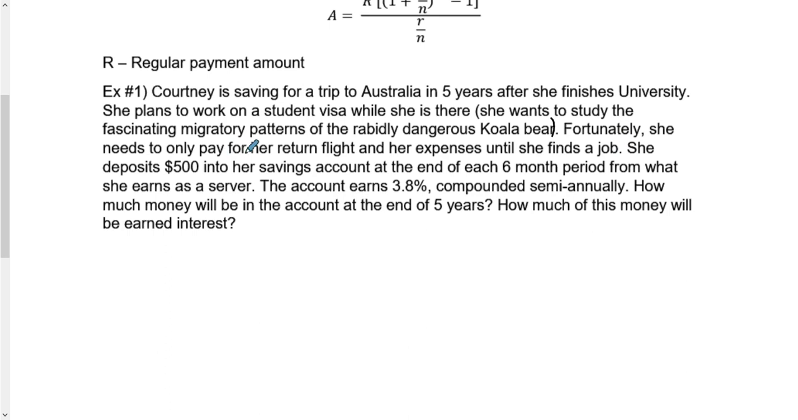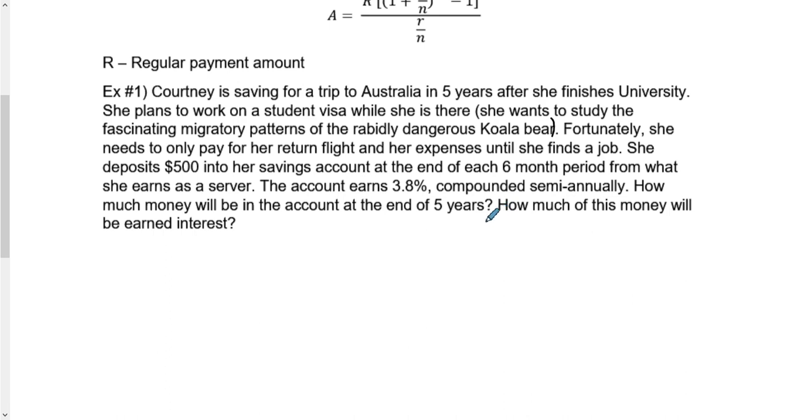Fortunately, she needs to only pay for her return flight and her expenses until she finds a job. She deposits $500 into her savings account at the end of each 6-month period from what she earns as a server. The account earns 3.8% compounded semi-annually. How much money will be in the account at the end of 5 years? How much of this money will be earned interest?